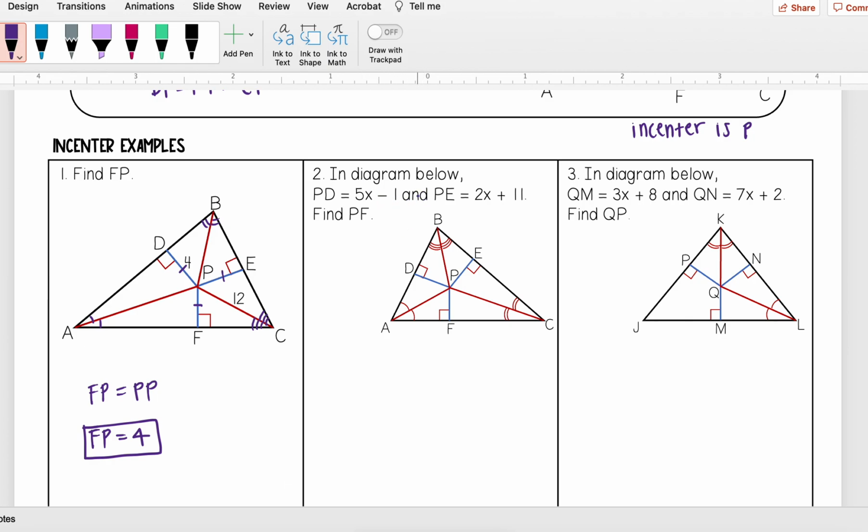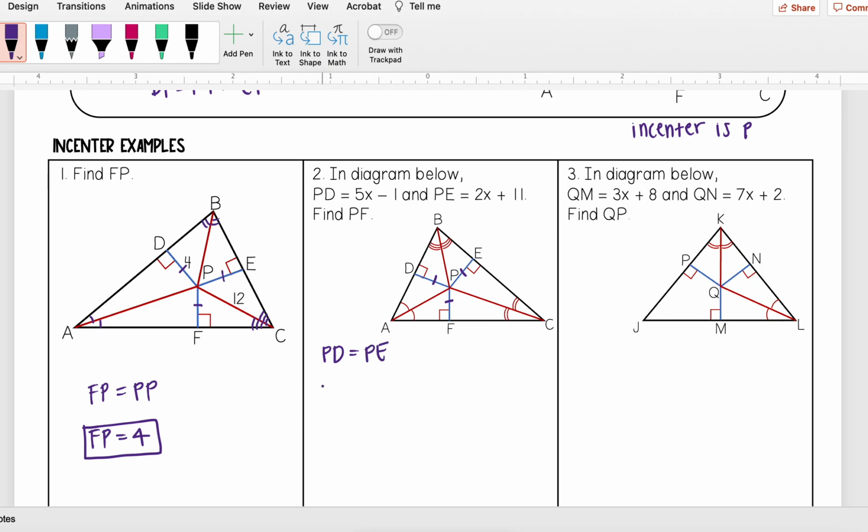Okay, number 2 says in the diagram below, PD is equal to 5x minus 1 and PE is equal to 2x plus 11. Find PF. So here I notice that I again have that P is the incenter, and I know that because it is where all of my angle bisectors intersect. And I see that I have these perpendicular lines coming out to the sides from my incenter. And so we know from my incenter theorem that these blue lines are actually all congruent to each other, or in other words equal. So that means that PD is equal to PE.